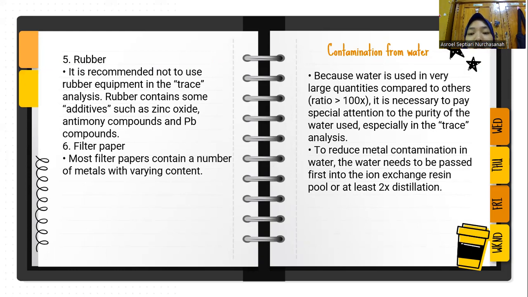Contamination from water. Because water is used in very large quantities compared to other reagents, greater than 100 times, it is necessary to pay special attention to the purity of the water used, especially in trace analysis. To reduce metal contamination, the water needs to be passed through an ion exchange column or subjected to distillation.